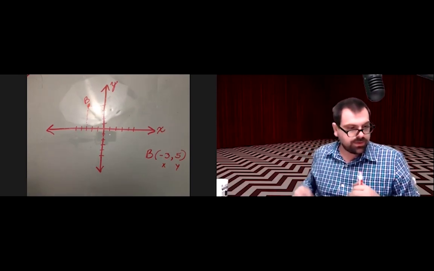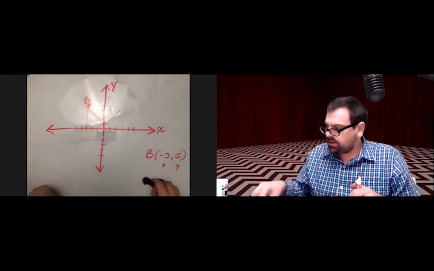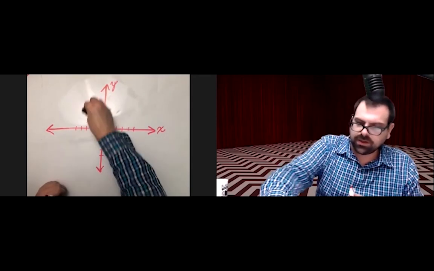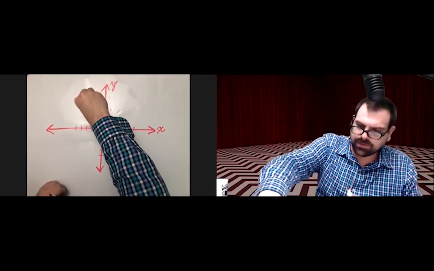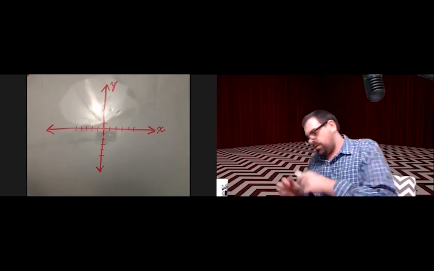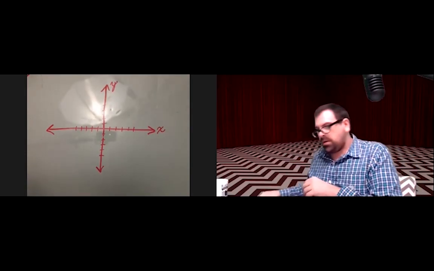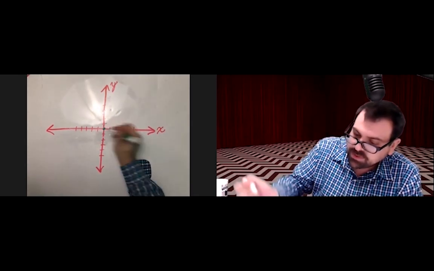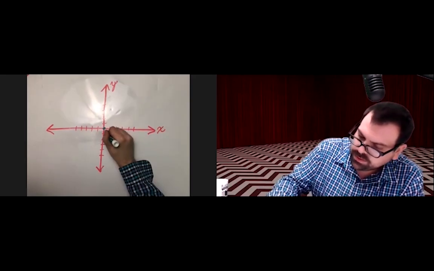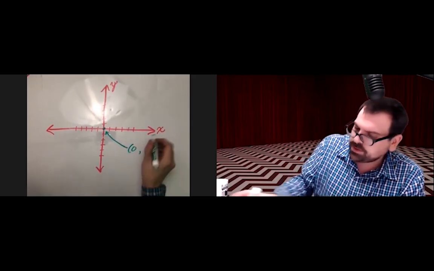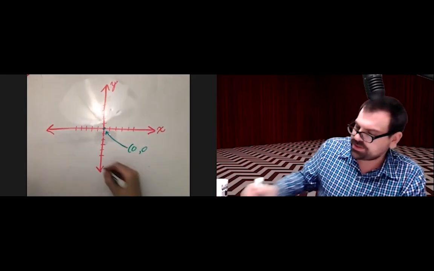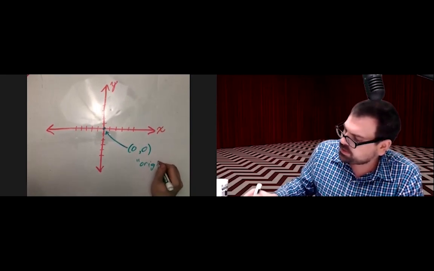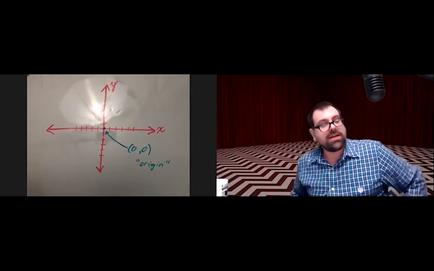Zeros are where things might get a little cloudy for you. So let's learn a little bit about our zeros here. First of all, we got the double zero, and it's going to be right here because it's a 0 on the x and it is also a 0 on the y. This actually has a special name. That special name is the origin.